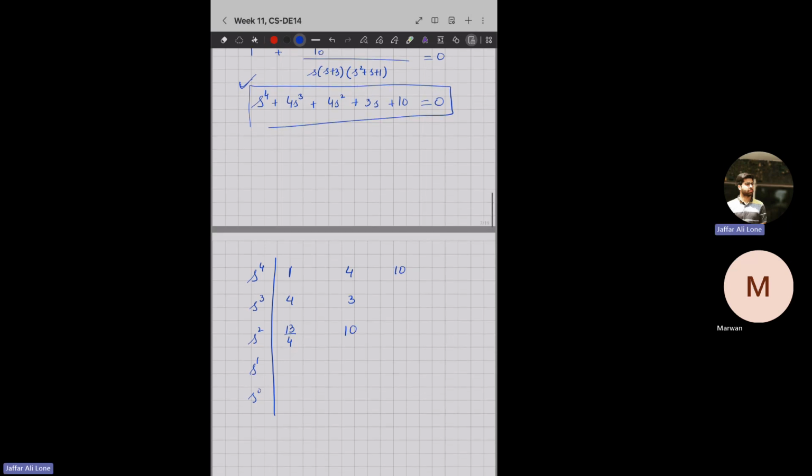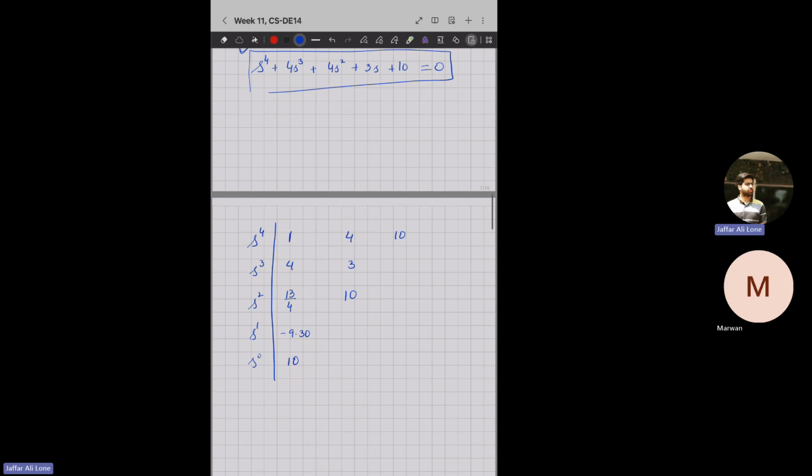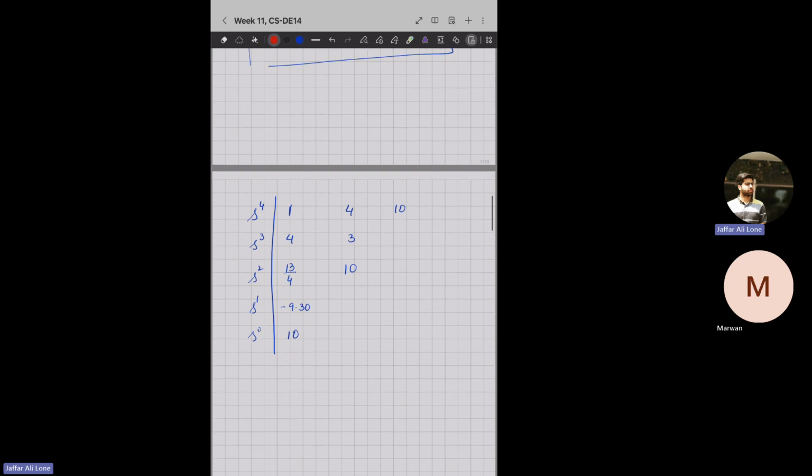And what will this be? 13 by 4 into 3 minus 40 divided by 13 by 4. When you solve it, you'll get minus 9.30. And finally, your S0 is 10. It's not difficult to obtain. What you can conclude from here is that there are two sign changes, one from S square to S1 and the other from S1 to S0.